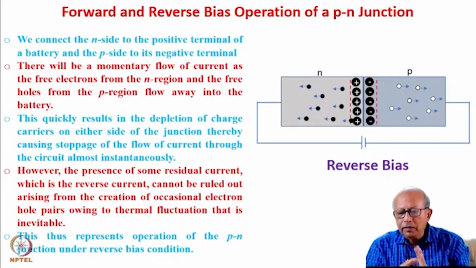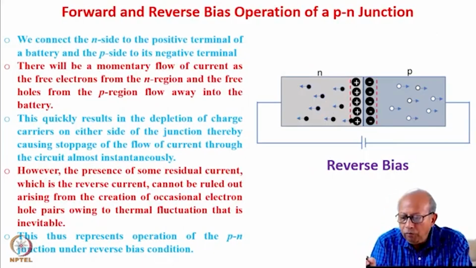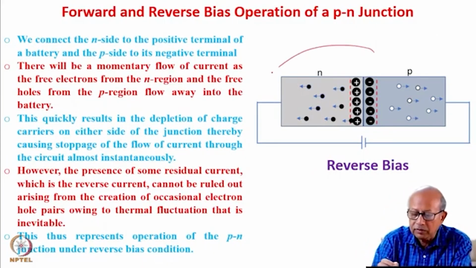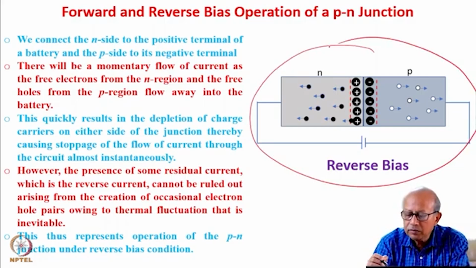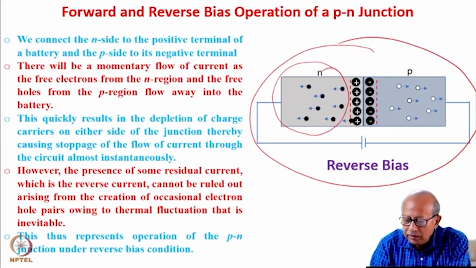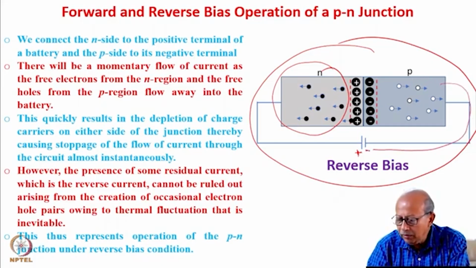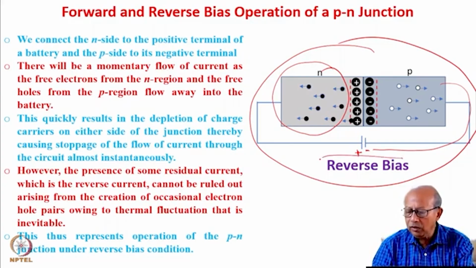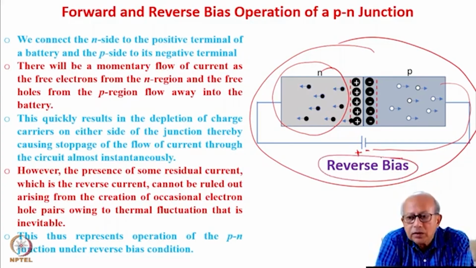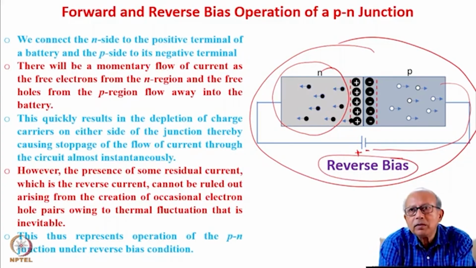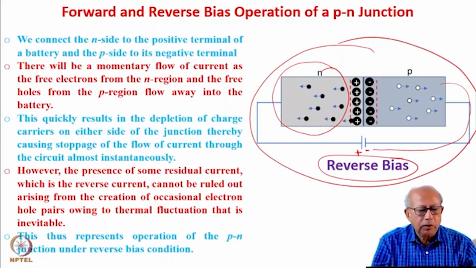So let us first reverse bias this junction. Reverse bias means the N side of this junction is connected to the positive terminal of the battery, and the P region is connected to the negative electrode of the battery. That is called reverse biasing of the PN junction. So let us see what happens in reverse biased operation.